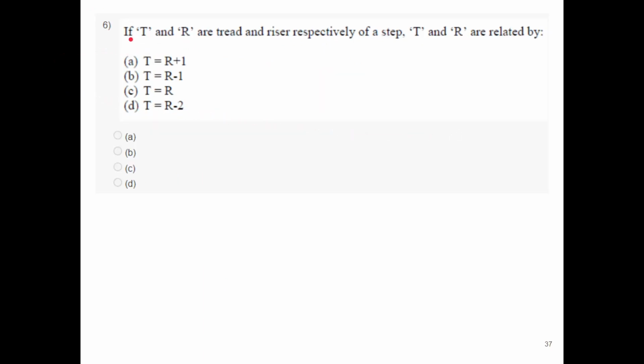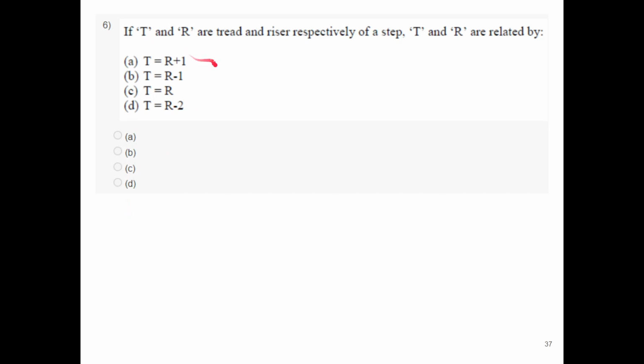Sixth question: if T and R are tread and riser respectively of a step, T and R are related by A. T equal to R plus 1, B. T equal to R minus 1, C. T equal to R, or D. T equal to R minus 2. Which is the correct option?